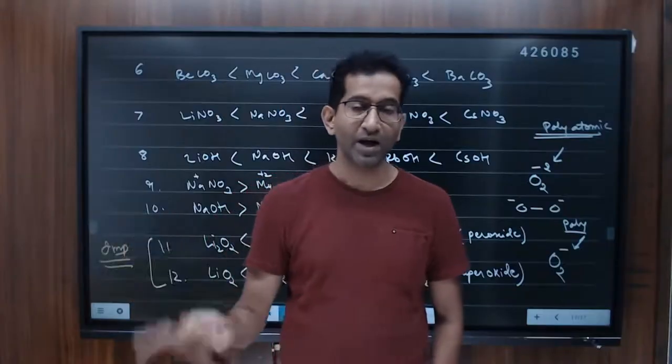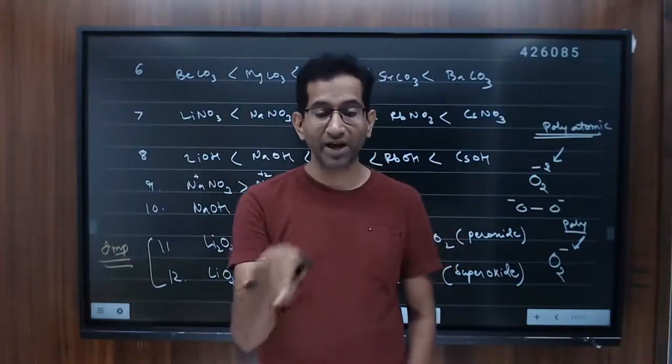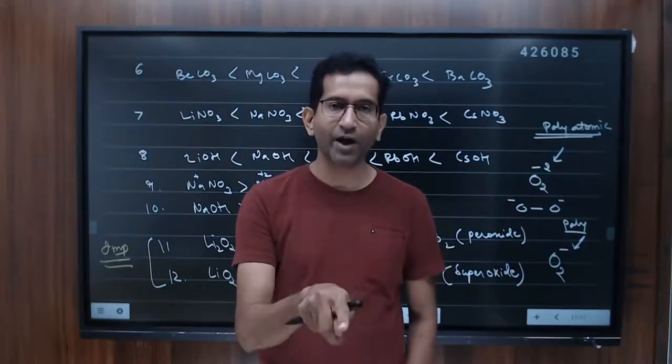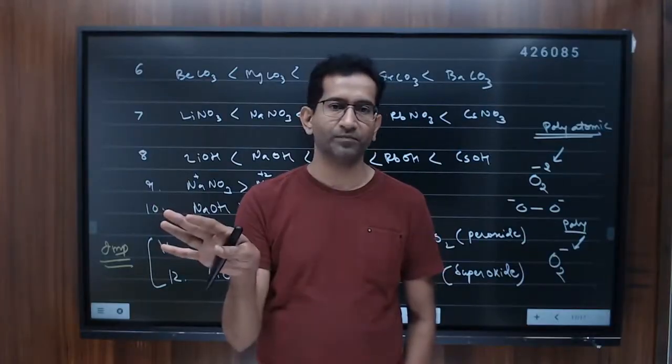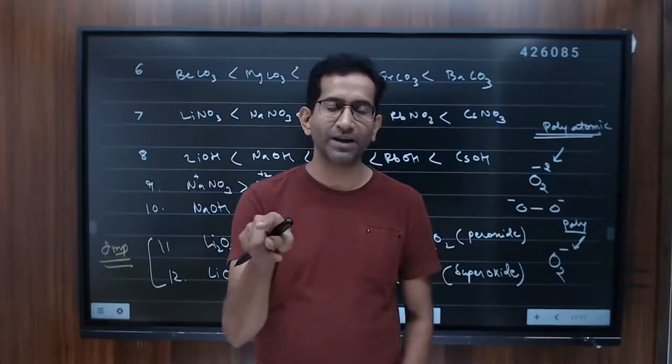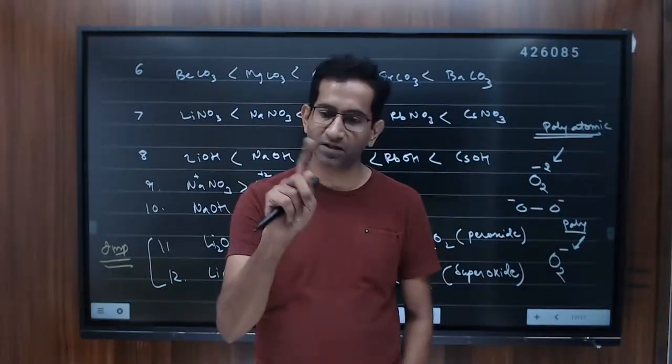Fine, it's over. Now if your compound is ionic, you check whether its ions are monoatomic or polyatomic. If it is monoatomic, you go for lattice energy. Smaller the size and higher the charge, more will be the lattice energy. More the lattice energy, more the stability.